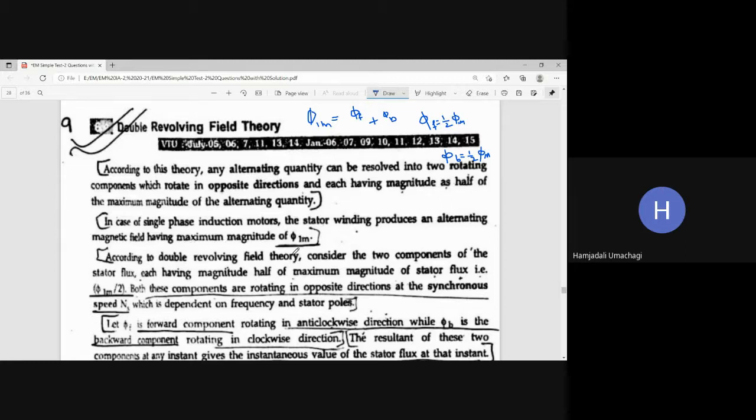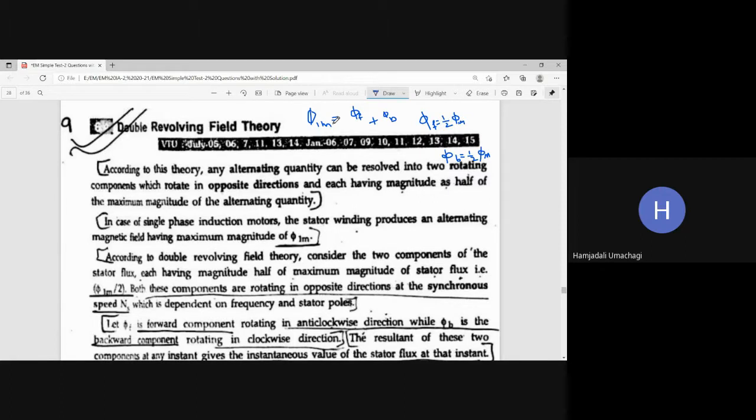According to the double revolving field theory, consider the two components of the stator flux. The stator flux phi 1m has two components, each having half the maximum magnitude of the stator flux. It is divided into forward flux and backward flux, where the forward flux is half of phi 1m and the backward flux is also half of phi 1m, that is phi 1m by 2. Both these components are rotating in opposite directions.